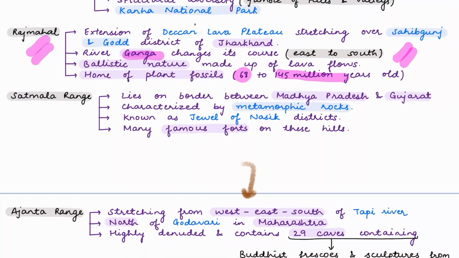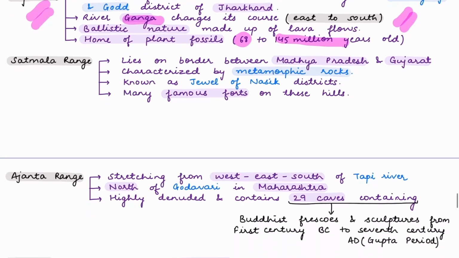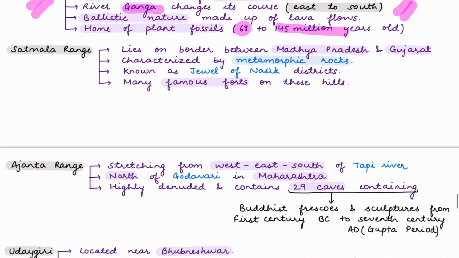So first of all, Satmala. Literally, Satmala means the garland of seven hills, and these ranges lie on the border of Madhya Pradesh and Gujarat, and they are called the jewel of Nasik. Because of the heighted locations, many forts are also found in these Satmala ranges. And in terms of rock composition, they are characterized largely by metamorphic rocks.